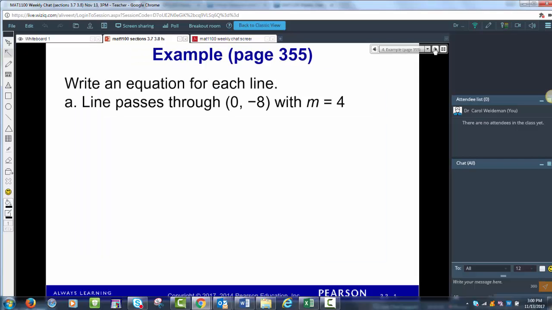So write an equation for each line. The first one we want to do is a line that passes through this point with this slope. Now notice the point they've given us is actually the y-intercept. So that makes our life a lot easier. And then they give us the slope, so we can just directly write this into the equation.